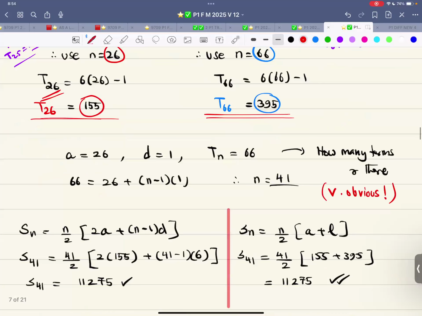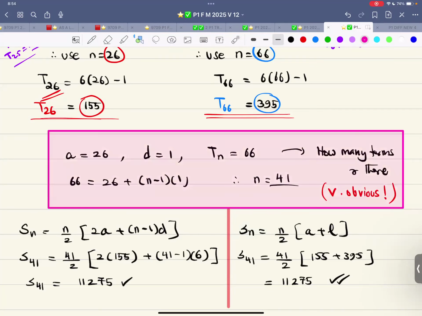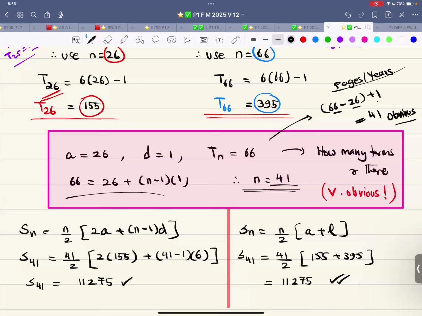Now, this can be done in a very obvious manner, but still, I just want to raise the curiosity level that, of course, it is also part of AP. There is the 26th term, then the 27th term, all the way till 66. So remember how you do the subtraction: 66 minus 26, add 1. That is how the pages in a book or the number of years are counted. You subtract, you add 1, this comes out to be 41. So that is the obvious part. If someone is unsure, they can again use the term formula and calculate the number of terms for themselves.